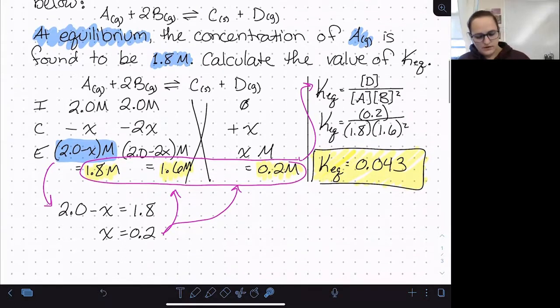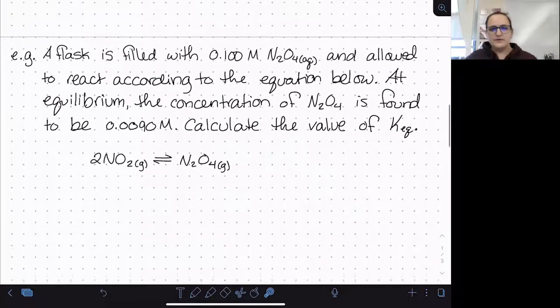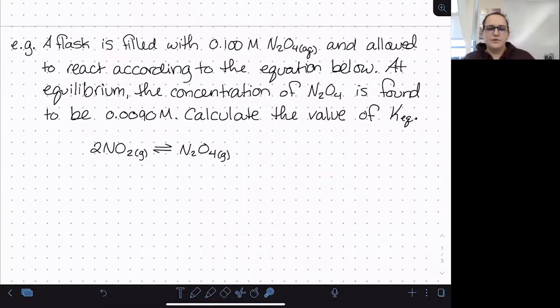So down here, we have a flask is filled with 0.1 molar N2O4. It should say gas, not aqueous, sorry. And allowed to react according to the equation below. At equilibrium, the concentration of N2O4 is found to be 0.0090. Calculate the value of K. So take a couple minutes and give this one a try on your own, and then we will go through it together.